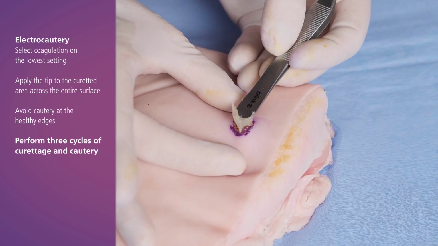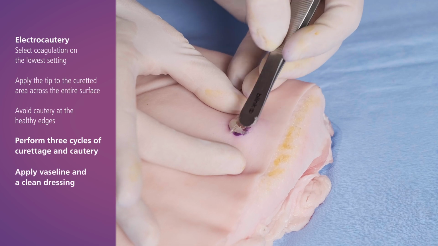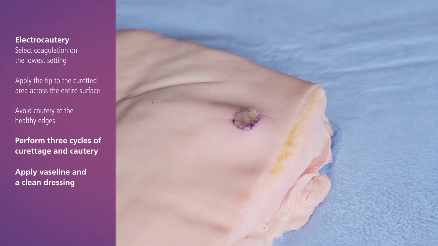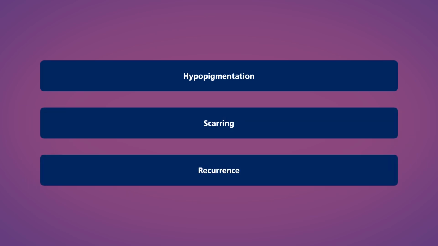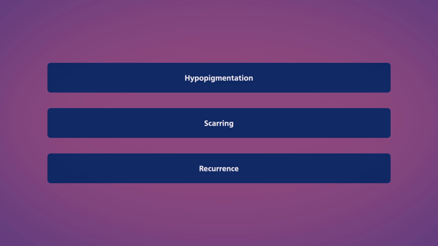Following hemostasis, apply Vaseline and a clean dressing. Provide the patient with wound care instructions. Healing will occur by secondary intention over 2 to 4 weeks, depending on the size of the lesion and location. Patients should be advised about possible hyperpigmentation, scarring, or recurrence, and the patient should be reviewed if healing is delayed.